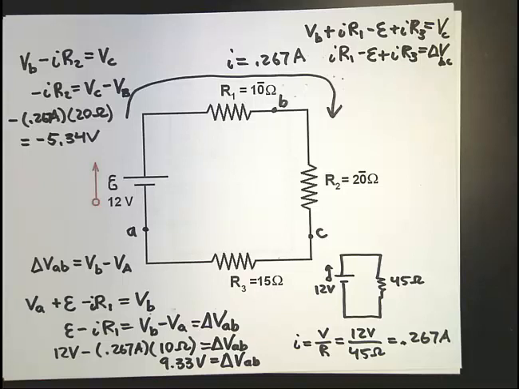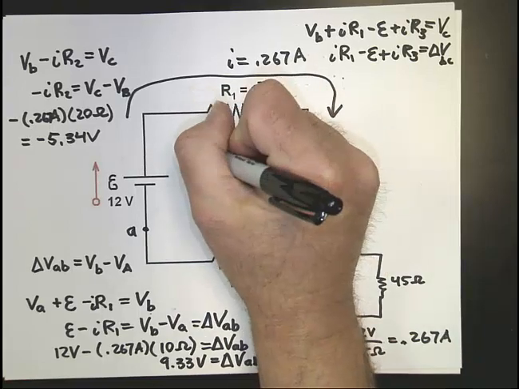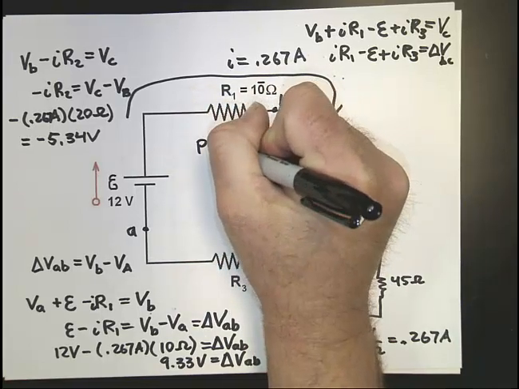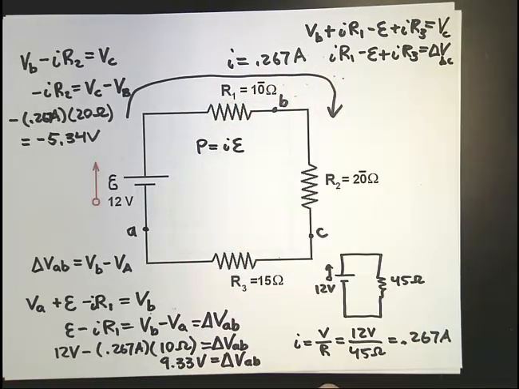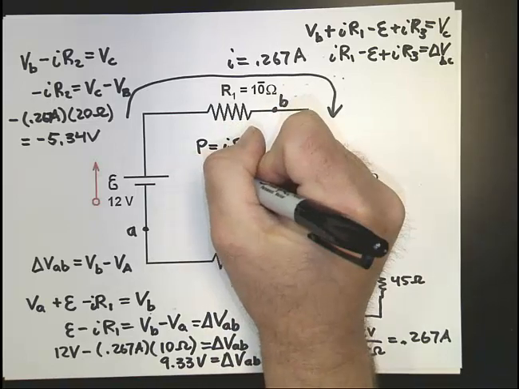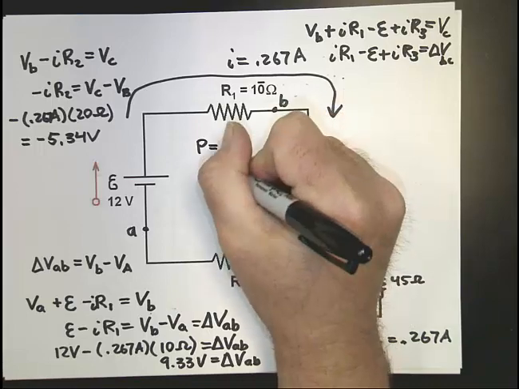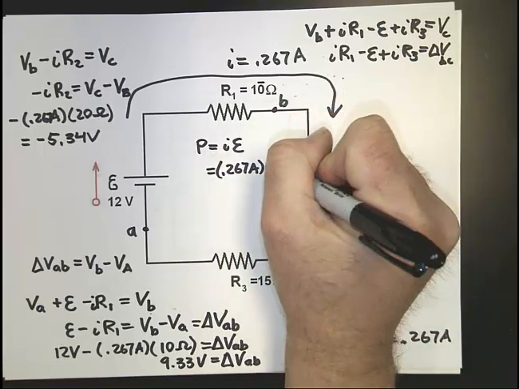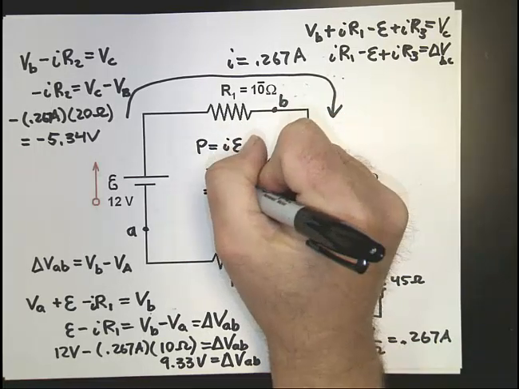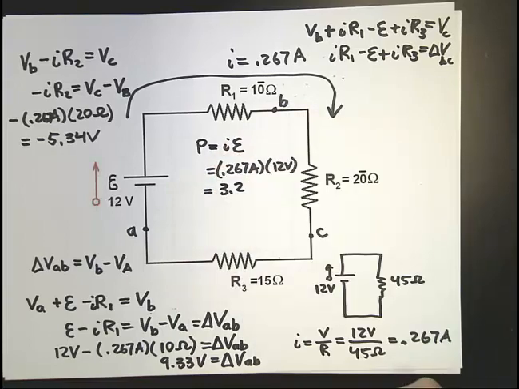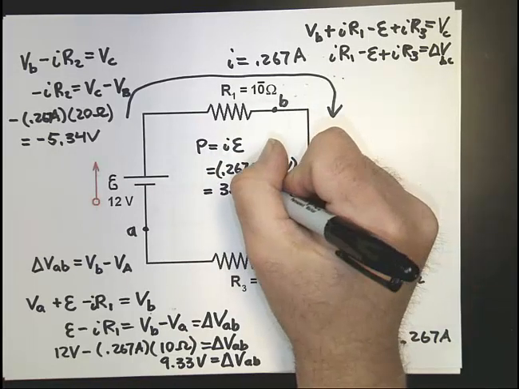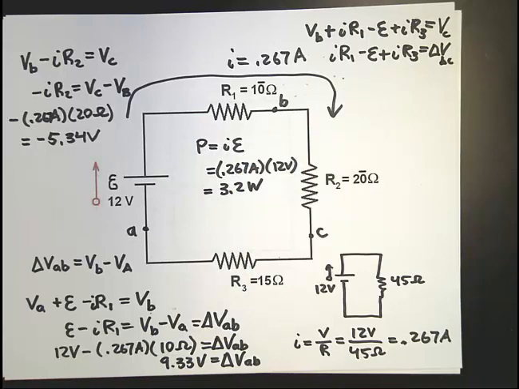Next question. What's the power provided by the battery in this case? Okay, well, power is I times E, so that's one way to do it. You could say 0.267 amps times 12 volts gives us 3.2 amps times volts. It's actually watts.